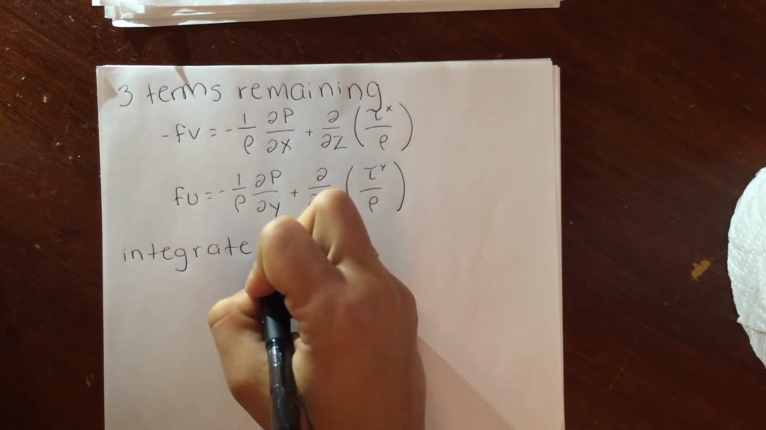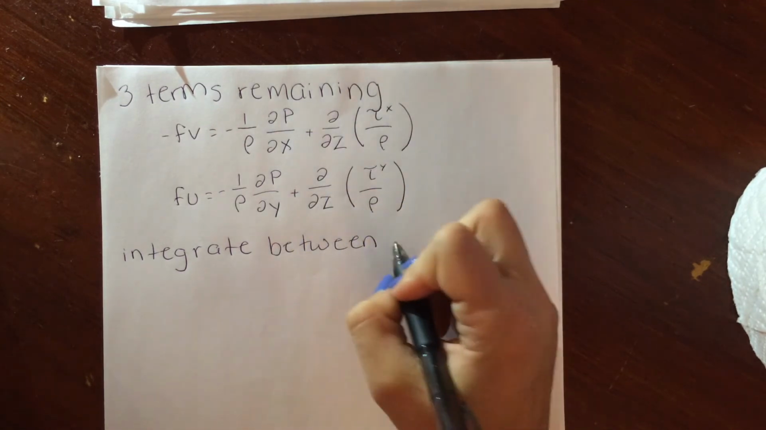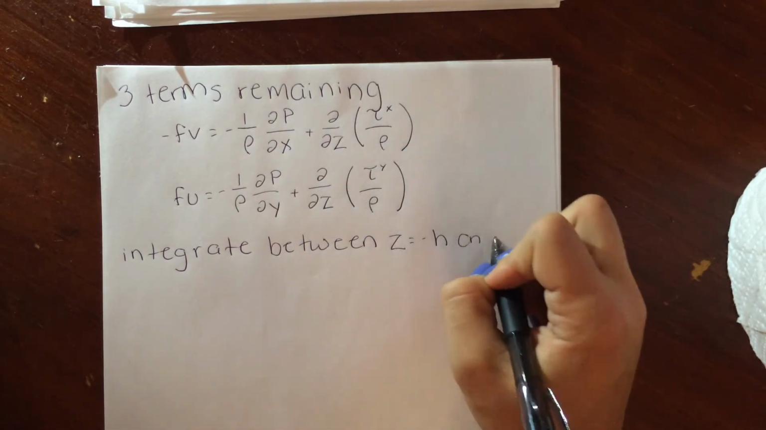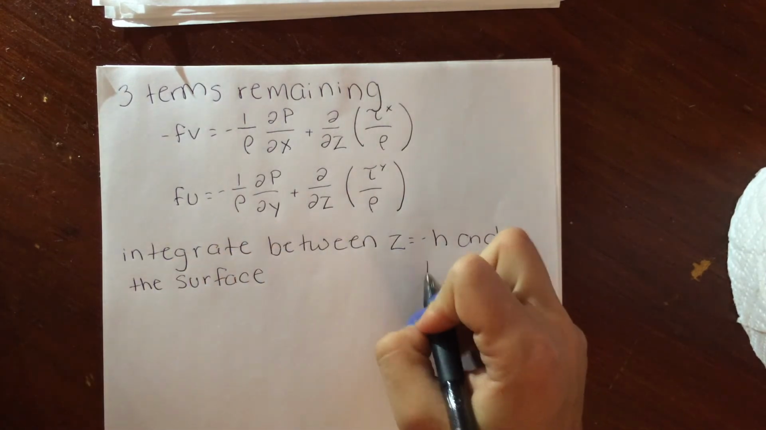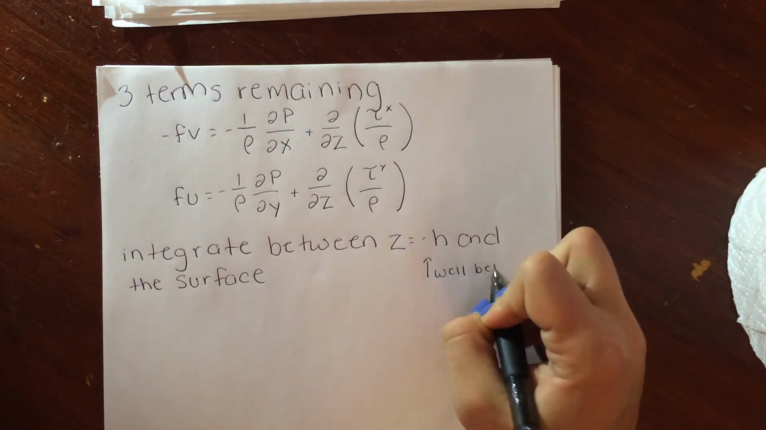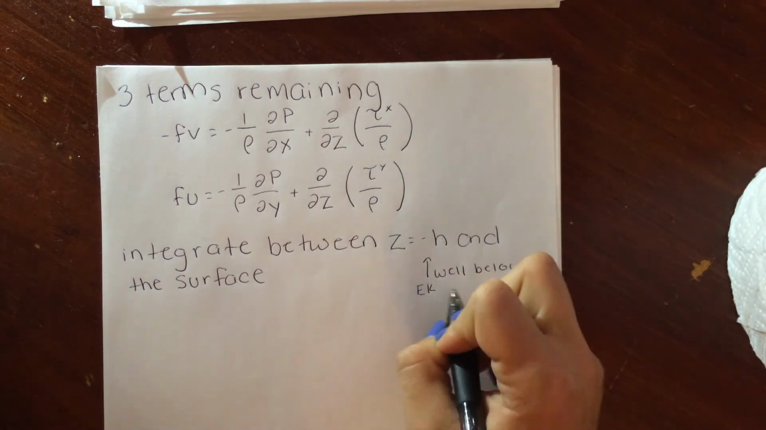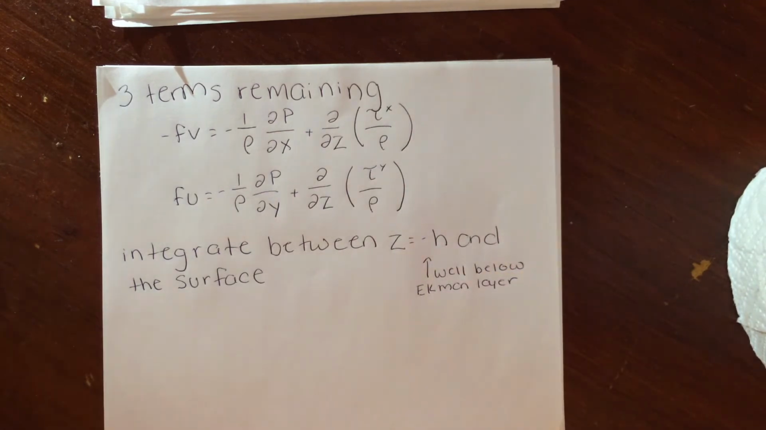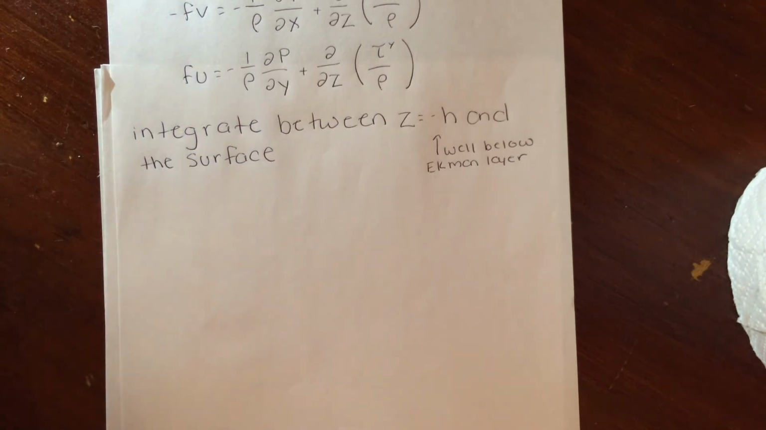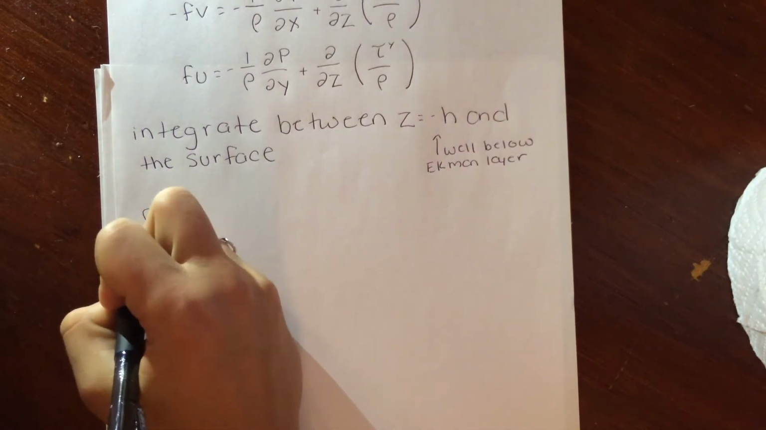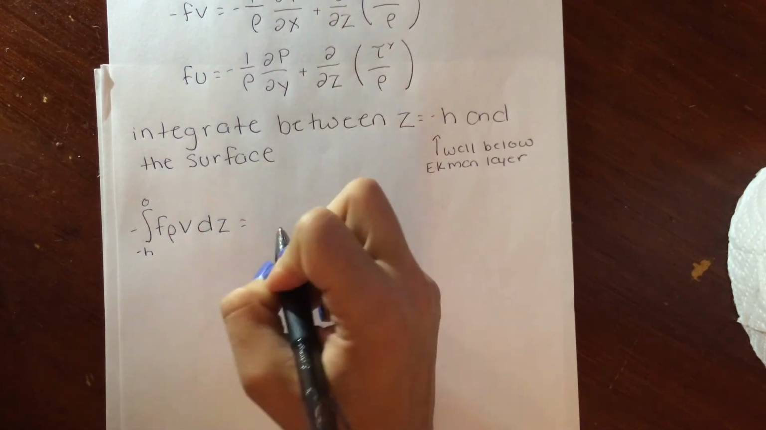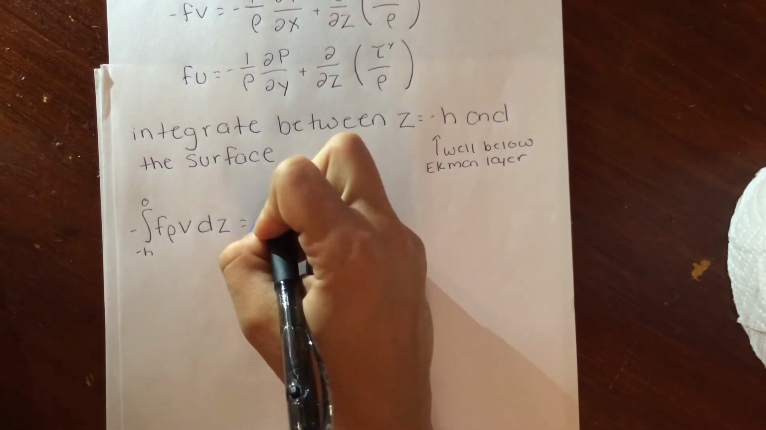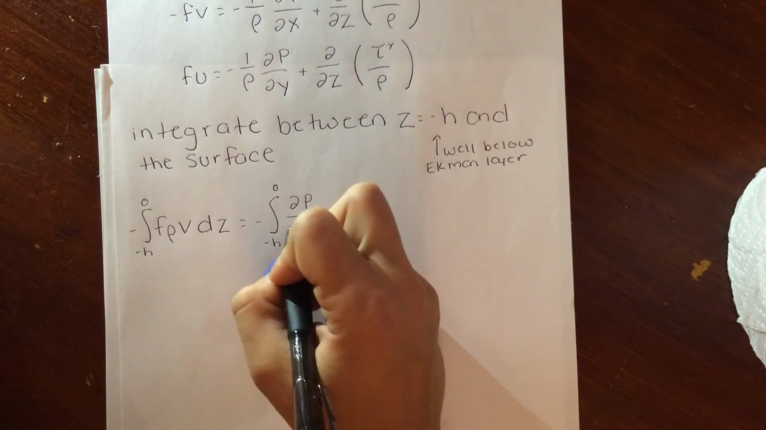We'll now integrate between the surface and some depth. Let's call it negative h for this case. Negative h is arbitrary, and it just needs to be somewhere well below the Ekman layer. Since density is constant, we'll remove rho from the bottom of each term in the right-hand side and move it to the left-hand side, and we'll integrate each term in this equation. The same goes for the y direction as well.